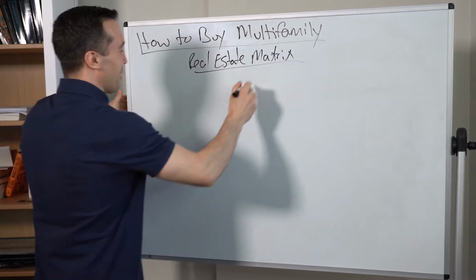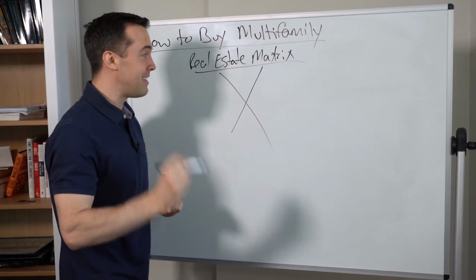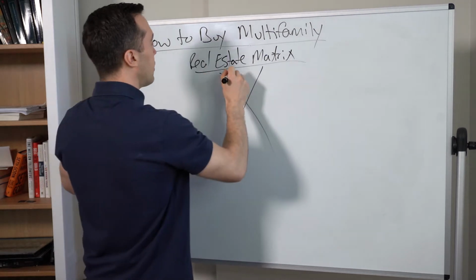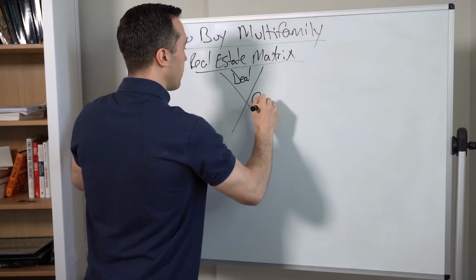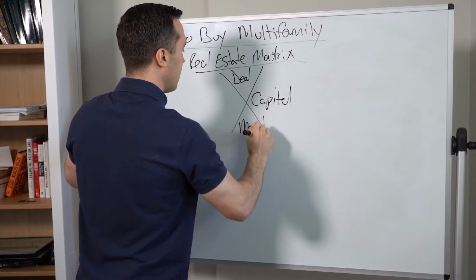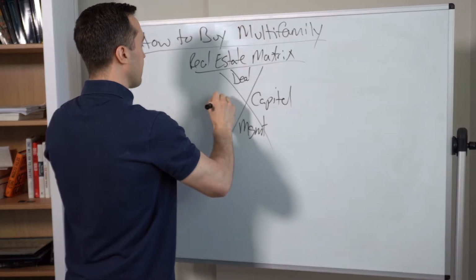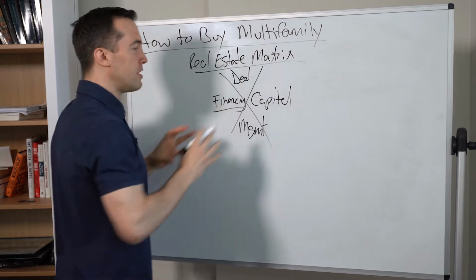So the real estate matrix. Every single real estate deal has four main components. You cannot do a deal without these four things. So number one, you have the deal or the opportunity itself. Then you have capital. Then you have management of the deal. And then you have financing. These are the four components to every single real estate deal.